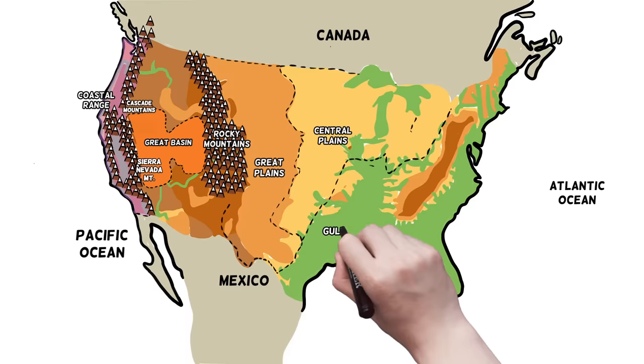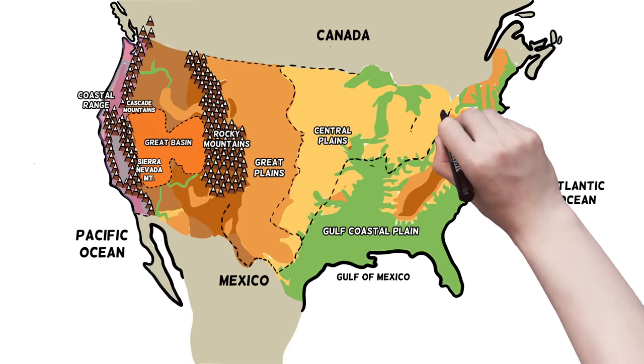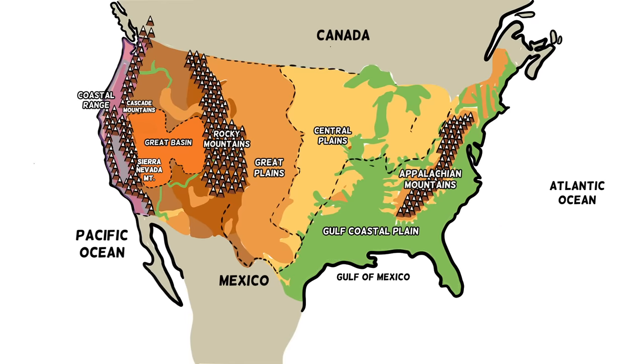South of the plains lies the Gulf Coastal Plain, which borders the Gulf of Mexico to the south. It extends from Texas eastward into Florida and is characterized by low-lying forests, grasslands, wetlands, and marshes. The eastern part of the United States is dominated by the Appalachian Mountains, which are around 480 million years old. This system of mountains runs from New England down to Georgia.